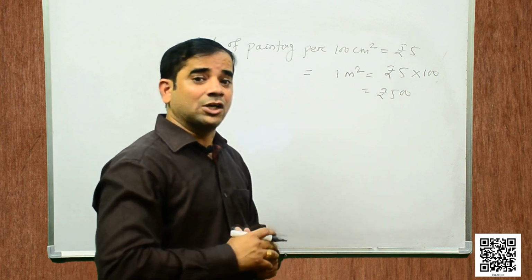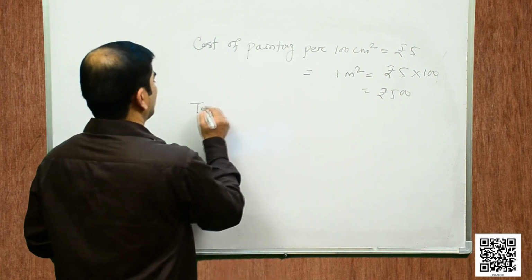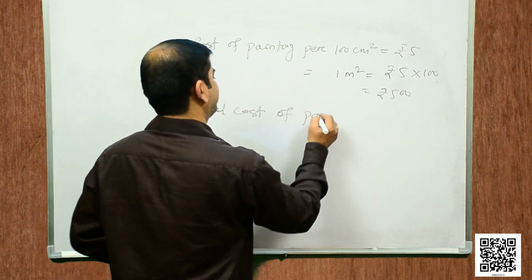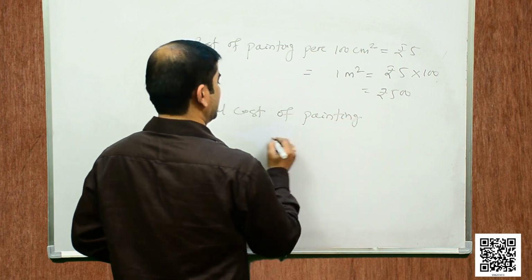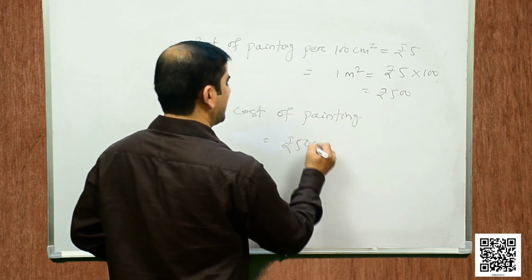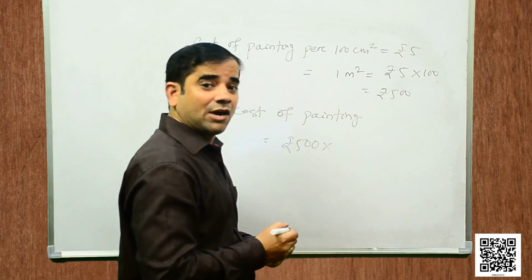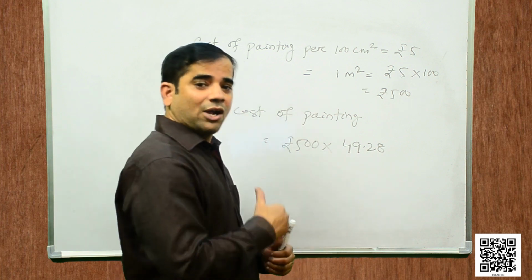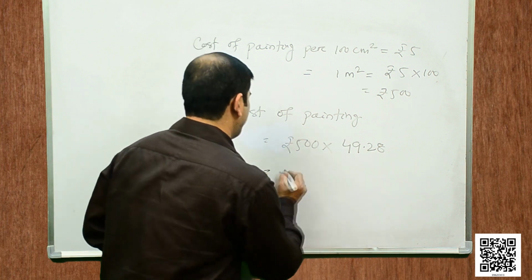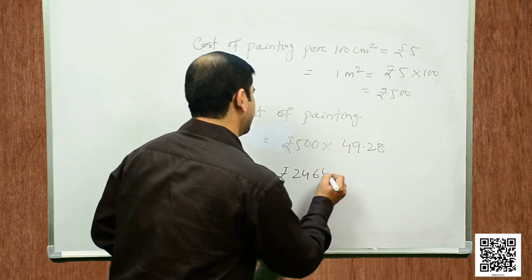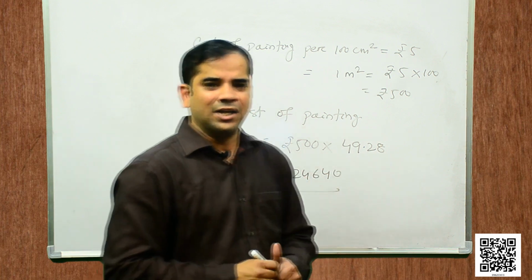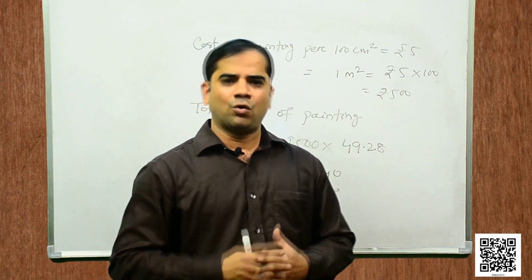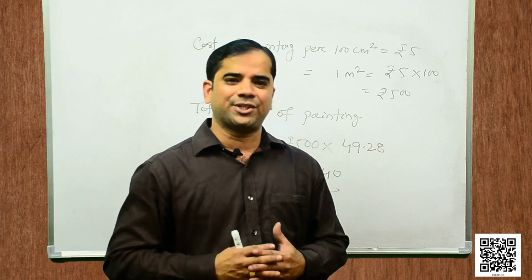Now, what is the total cost? So, total cost of painting is equal to rupees 500, and what is the surface area we have found out? 49.28. So, when we calculate, we will get the value of rupees 24,640. So, this is the total cost of painting the whole dome. Hope you have understood this solution.